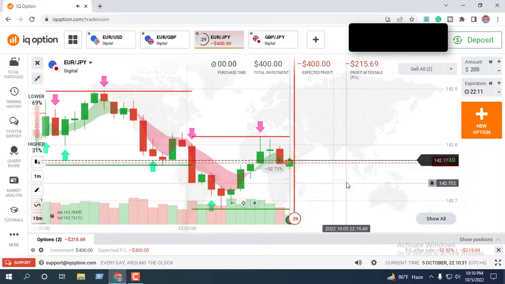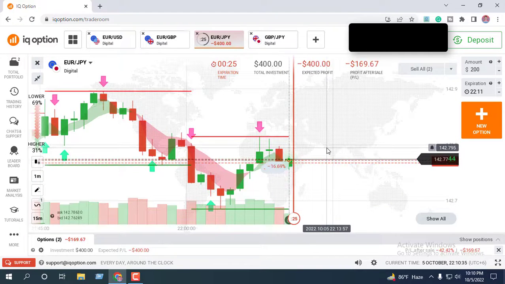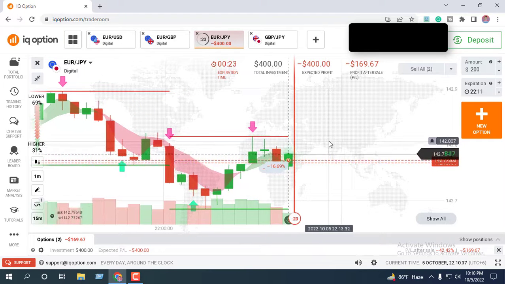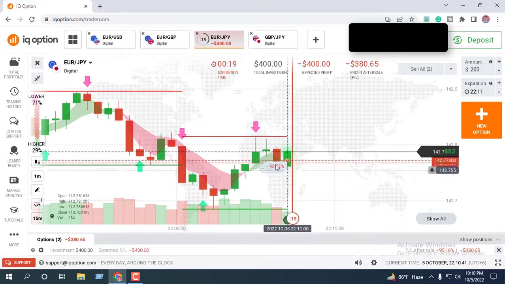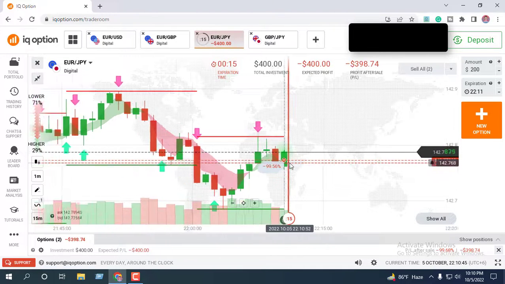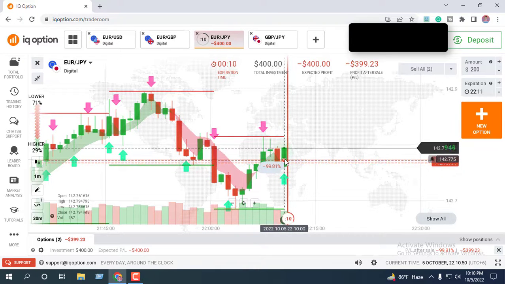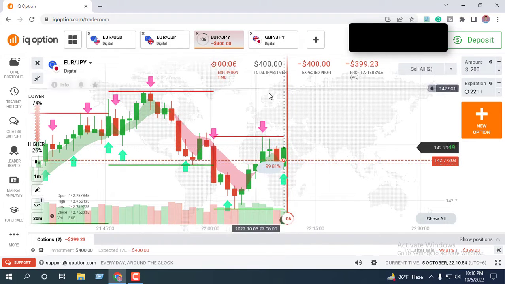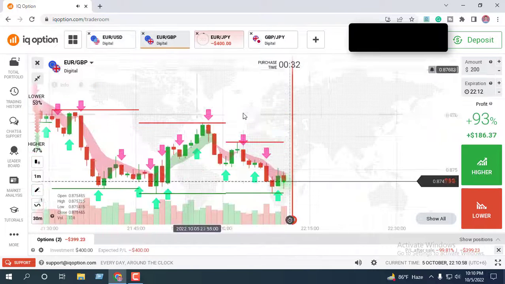I place another trade. Let's see the result. But here is a support level, so the market is going up. I covered the loss. Let's see another situation, another pair.